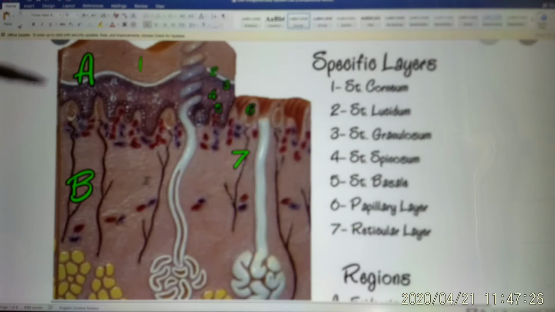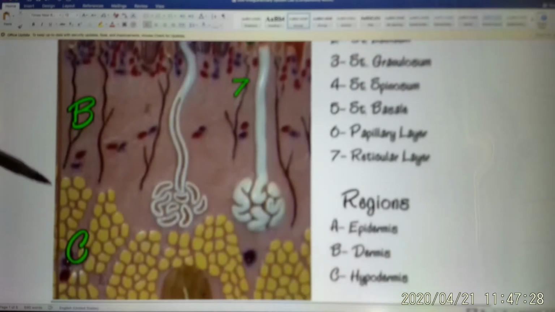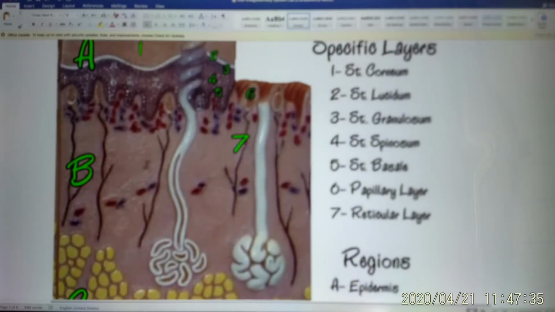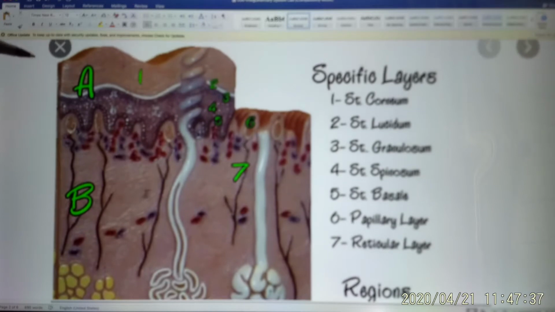Epidermis is the A, dermis is the B, and the hypodermis layer. Every time you see fat, you know you reach the hypodermis layer. Now let's look at the sublayers. The epidermis layers can be divided into 5 sublayers, from the stratum germinativum to the stratum corneum.